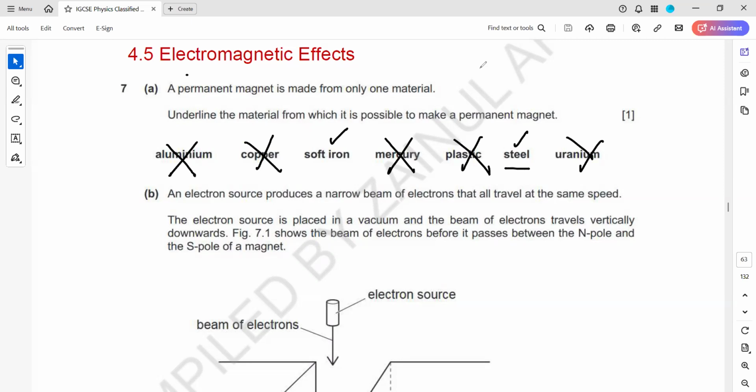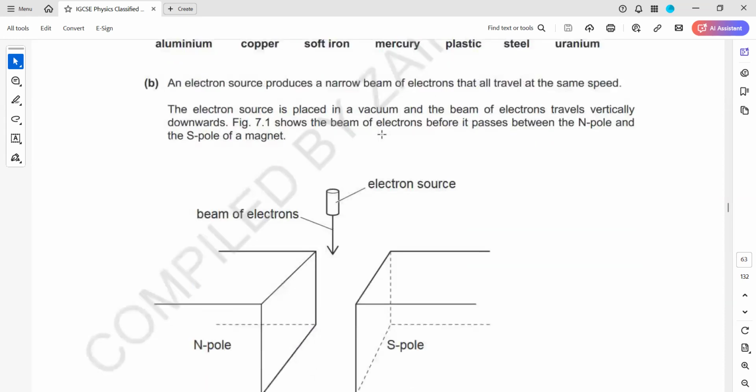So what is soft iron used to make? It is used as a core of electromagnets, or it is also used in a transformer. For this you write core of electromagnets, right?